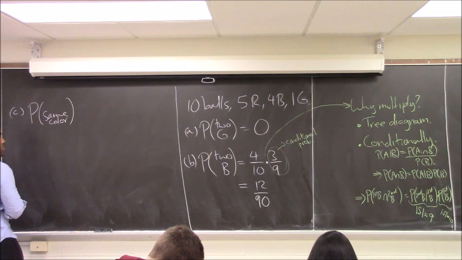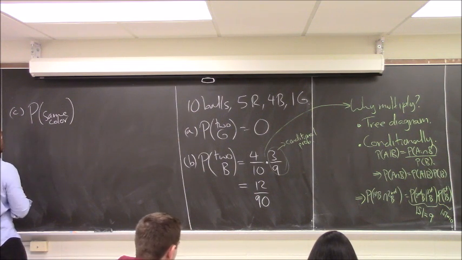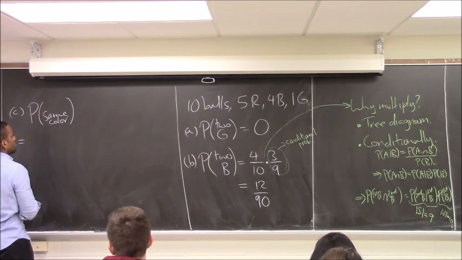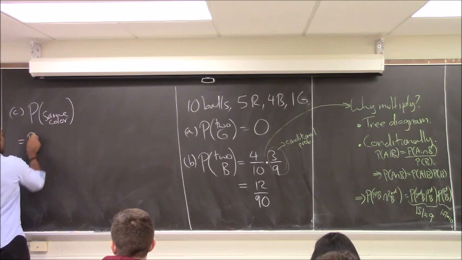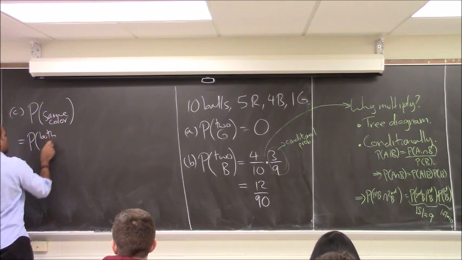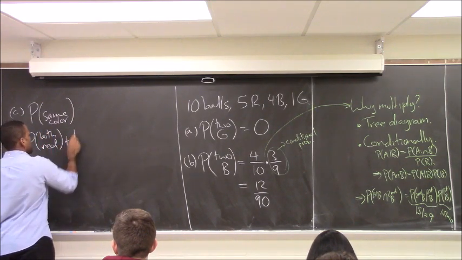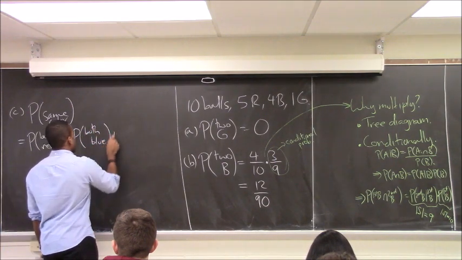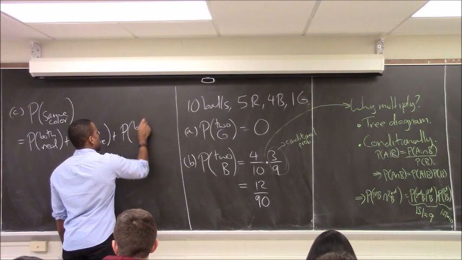How'd you do that? We did 5 over 10 times 2 over 9, so that's the probability that they're both red. Okay. And then we added the probability that they're both blue, so 4 over 10 times 3 over 9. Okay, so you did both red plus both blue. Yeah, plus both green, but that's 0.